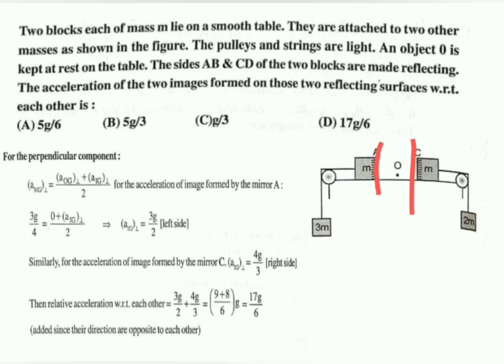They're asking you to find out what is the acceleration of the two images formed on the two reflecting surfaces with respect to each other. So if this block falls down with a1 acceleration, and this block falls down with a2 acceleration, we want the acceleration of the two images, one image with respect to another. Just now we have seen that if object is stationary and mirror moves, then the speed of image with respect to ground is double the speed of mirror.